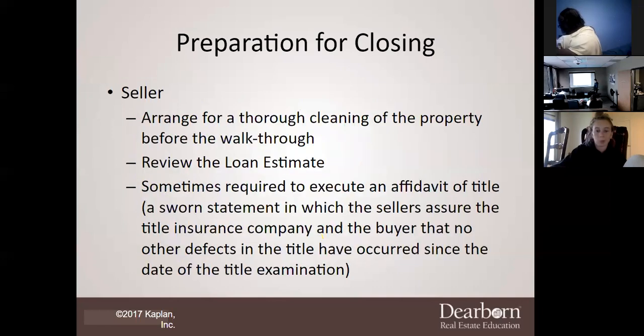So more that they'll have to do, and people forget about the first bullet a lot: arrange for a thorough cleaning of the property before the final walkthrough. Now, why in the world would Miss Vita want to go clean her house if she's selling? It is common courtesy. Well, Miss Vita, do you have a problem with the dog just leaving some deposits around the house? That's okay, right?